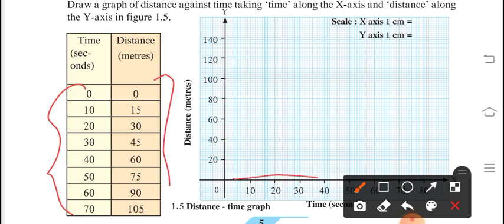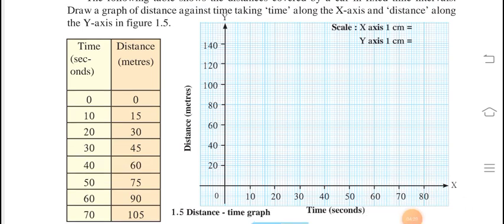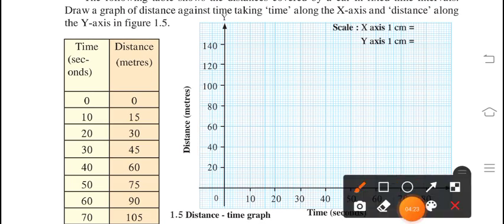And for distance we should keep a specific criterion. That is why I have taken 20, 40 and all. You can keep 10, 20, 30 also, but there should be space on your graph. As per space you can adjust the distance in meters and the time. So on the x-axis 1 centimeter, as you have taken, is 10 seconds because it is time. And on the y-axis 1 centimeter you have taken is 20 meter. So you can write here 20 meter.